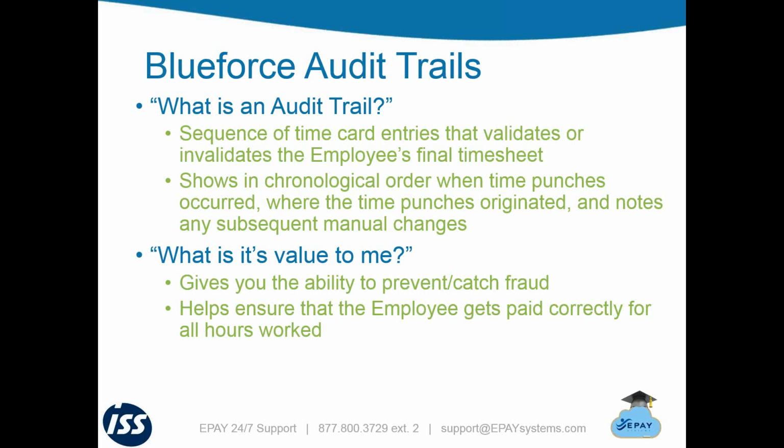An audit trail can basically be summarized as a sequence of time card entries that validates or invalidates the employee's final timesheet. Basically, it's entries in the system that show, in chronological order, when time punches occurred, where the time punches originated, and also notes any subsequent manual changes, meaning someone has gone in there and changed the employee's punches.